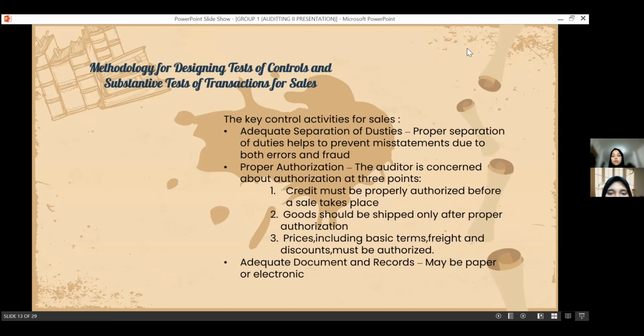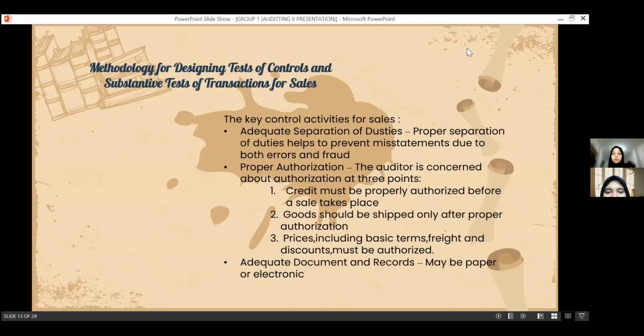Adequate separation of duties. Proper separation of duties helps to prevent misstatement due to both error and fraud. To prevent fraud, management should limit access to anyone responsible for entering sales and cash receipt transaction information into the computer. Proper authorization. The auditor is concerned about authorization at 3 points.